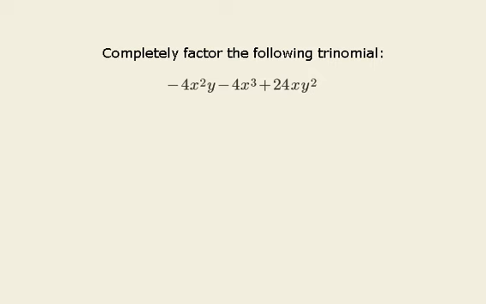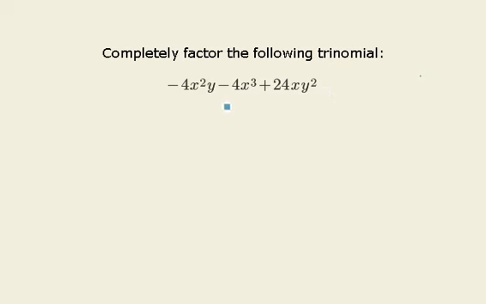Completely factor the following trinomial: negative 4x squared y minus 4x cubed plus 24xy squared. We look at this polynomial and maybe our first impression is to get a little scared because there's x's and y's going on, and we say, oh, that's hard to do.